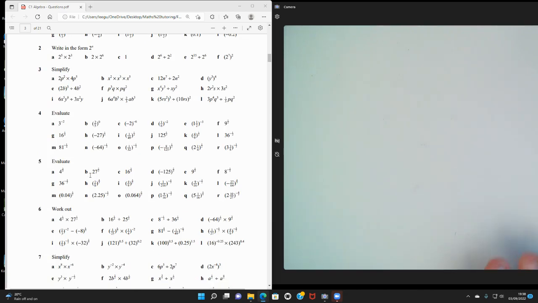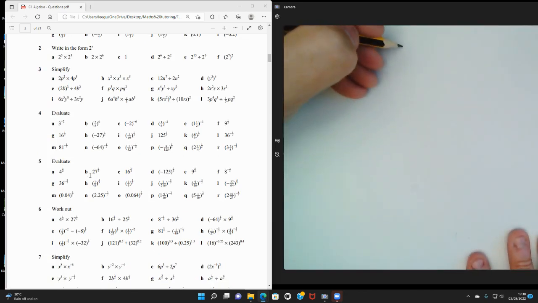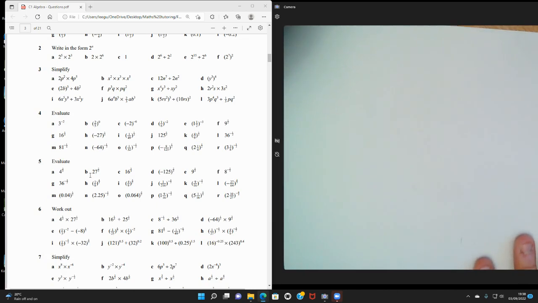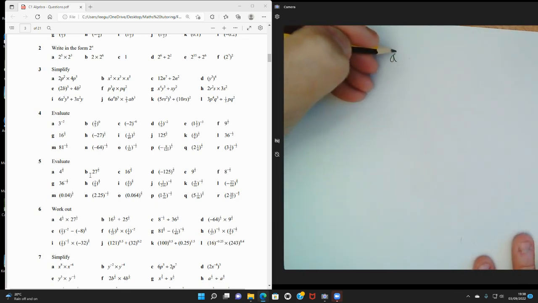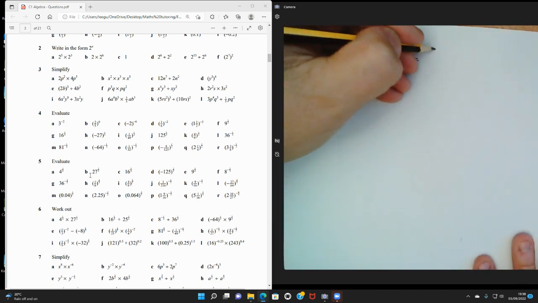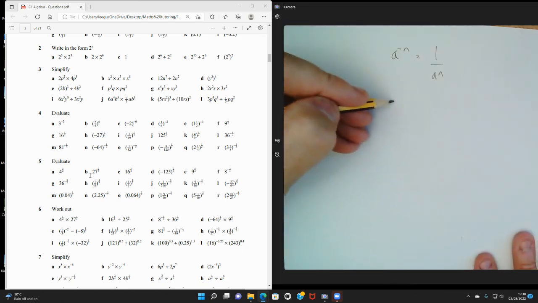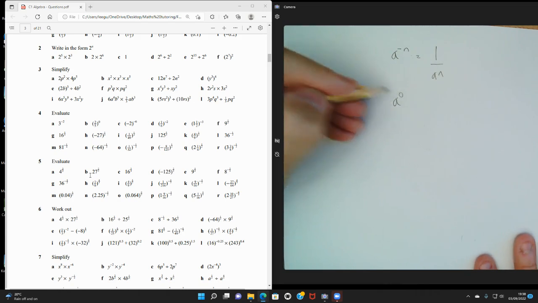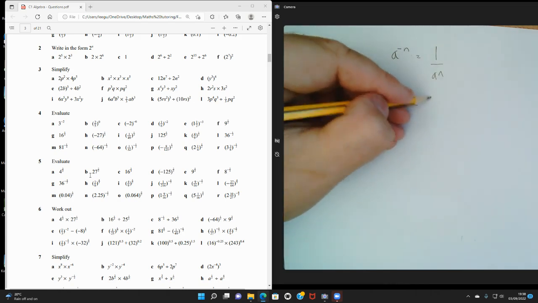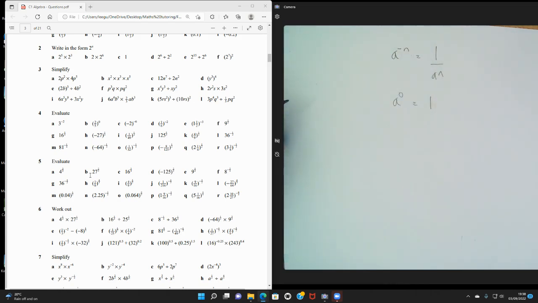Now in question 4, we've got some interesting ones. One of the laws that I didn't write down earlier is a to the minus n is equal to 1 over a to the n. And also a to the 0 is equal to 1. So we're going to be exploring and using these two as well.